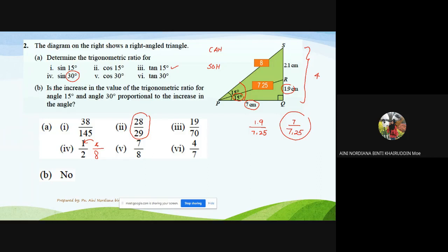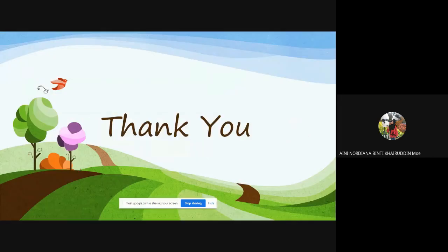For question B, is the increase of the value of the trigonometric ratio for angles 15 and 30 proportional? So the answer is no, because sin 30 does not equal twice sin 15. Although the angle doubles, the ratio is not the same. So the answer is no. Okay, that's for 5.1c.